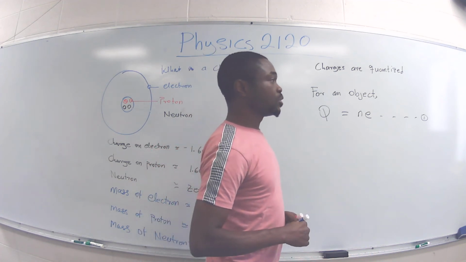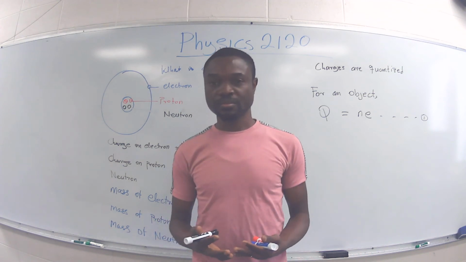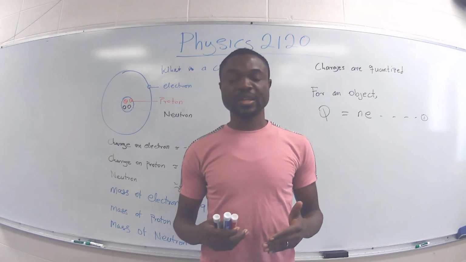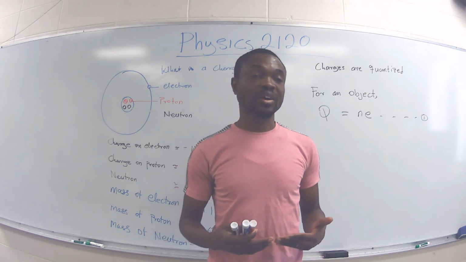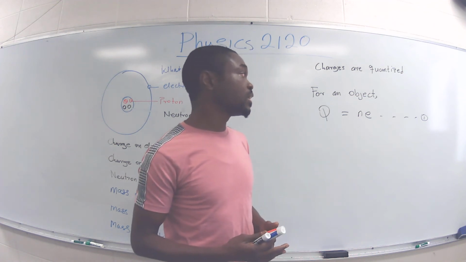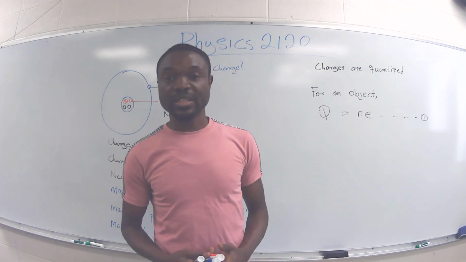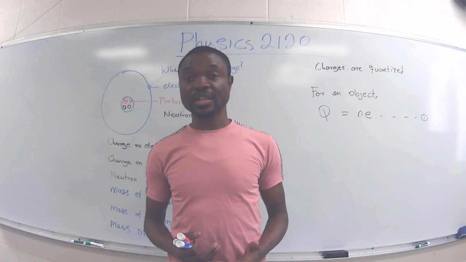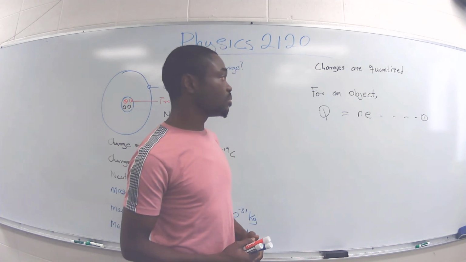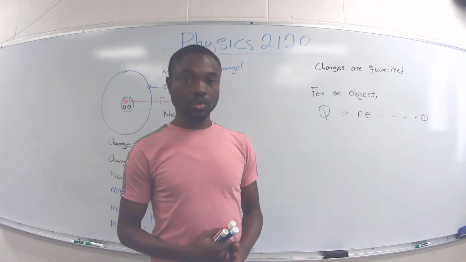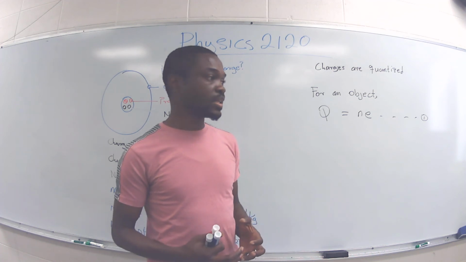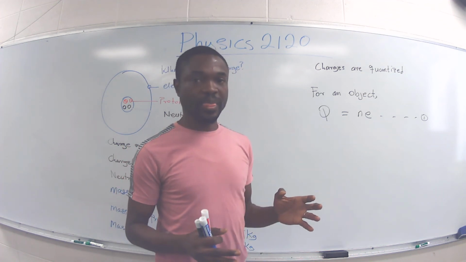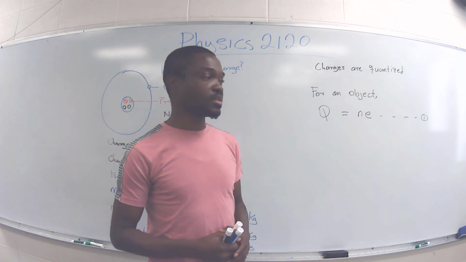So for example, if we have an object which has a positive net charge, it means that the excess number of protons on that object outnumbers the number of electrons. If the object is negatively charged, it means that the number of electrons outnumbers the number of protons. So the net charge on an object is the summation of the positive and the negative charges that are on the object.